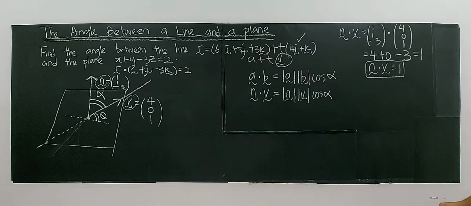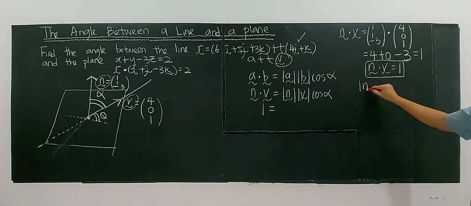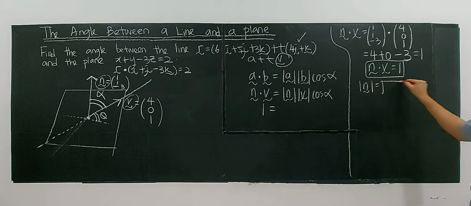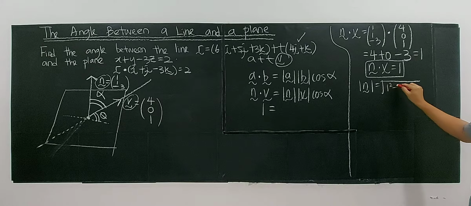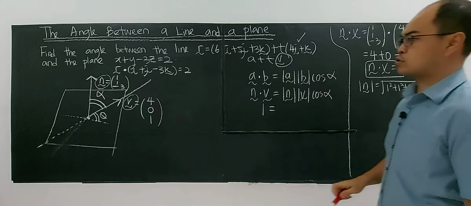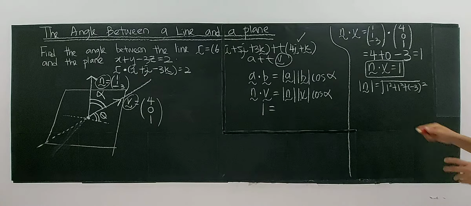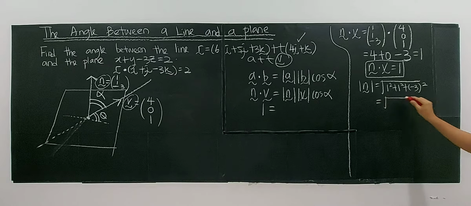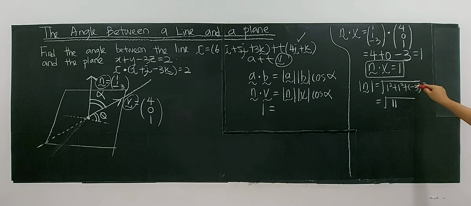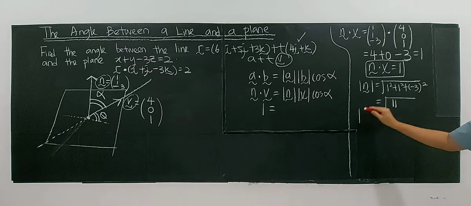Now we have the value of 1 here, and we find the magnitude of N, which is the square root of 1 squared plus 1 squared plus negative 3 squared. Square and sum all the components to find the length of the normal vector, which gives us 9 plus 1 plus 1, that is 11.